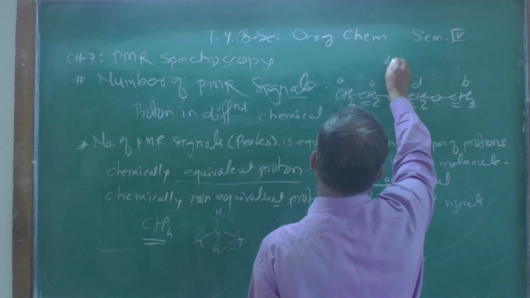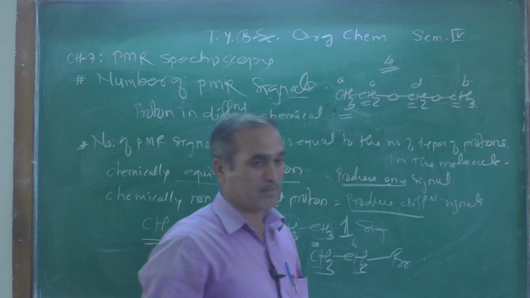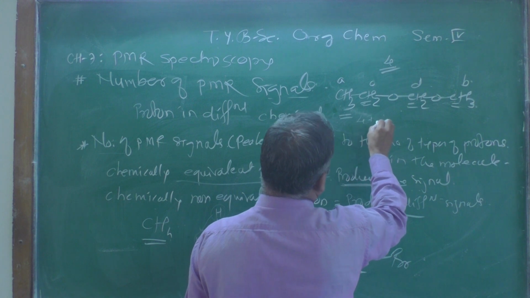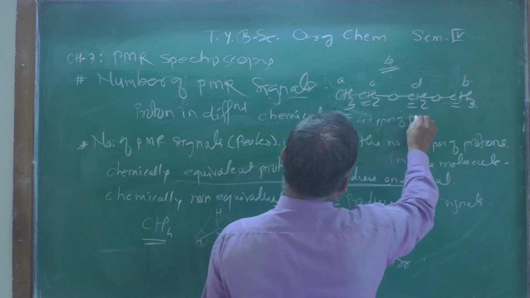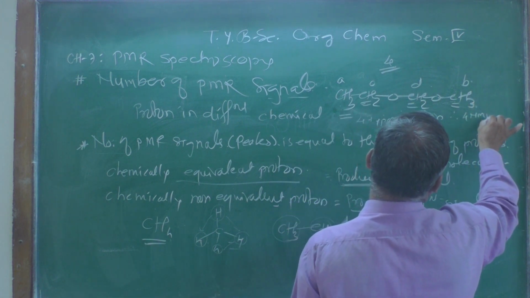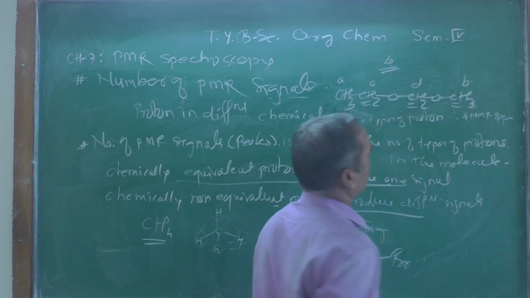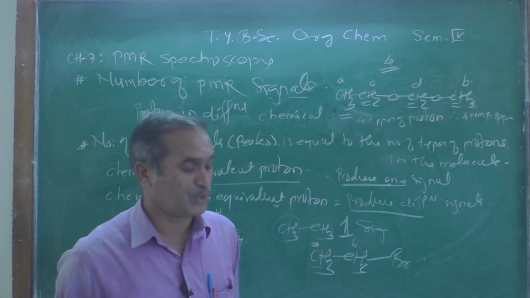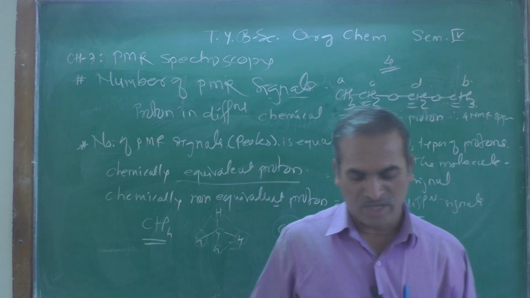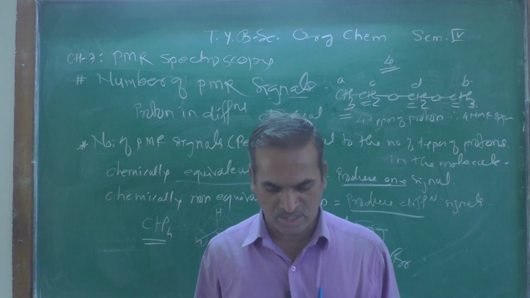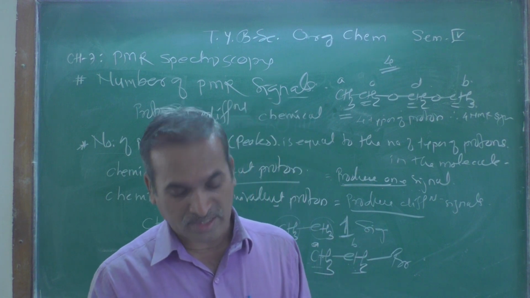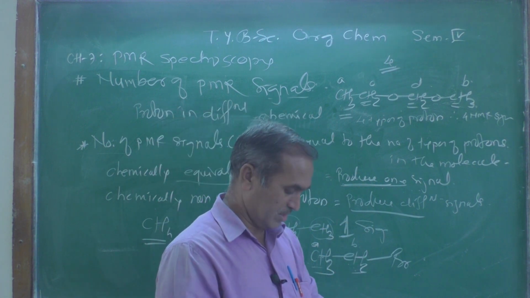So there are 4 types of protons present here. How many types of protons are present? 4 types of protons, and therefore 4 NMR signals are obtained. In that way you can identify very easily by knowing this technique. I think these are some of the examples which we have discussed here.